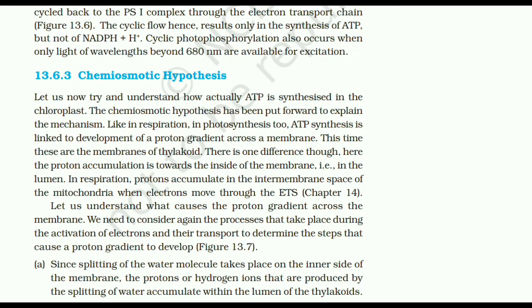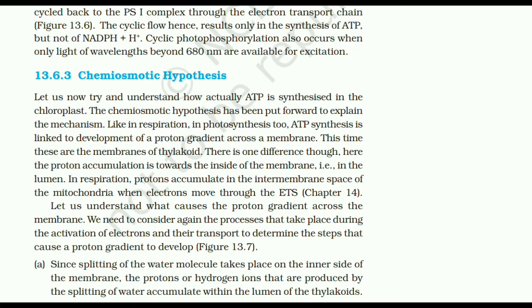13.6.3 Chemiosmotic hypothesis. Let us now try and understand how actually ATP is synthesized in the chloroplast. The chemiosmotic hypothesis has been put forward to explain the mechanism. Like in respiration, in photosynthesis too, ATP synthesis is linked to development of a proton gradient across a membrane. This time, these are the membranes of the thylakoid. There is one difference though. Here the proton accumulation is towards the inner side of the membrane, that is in the lumen.